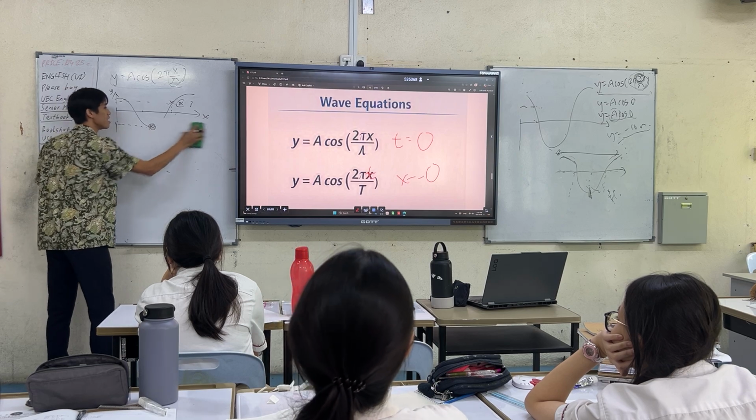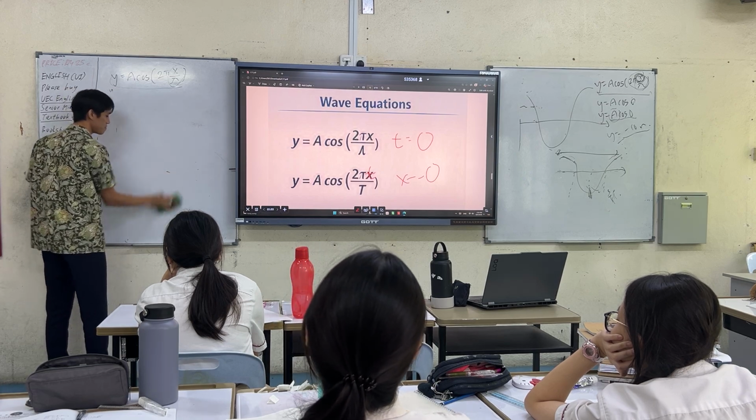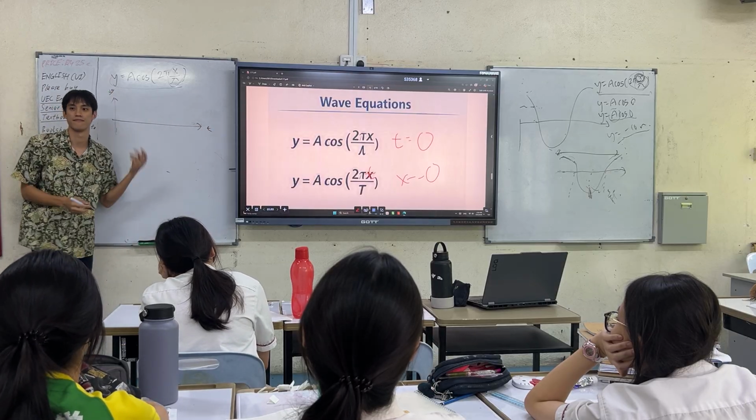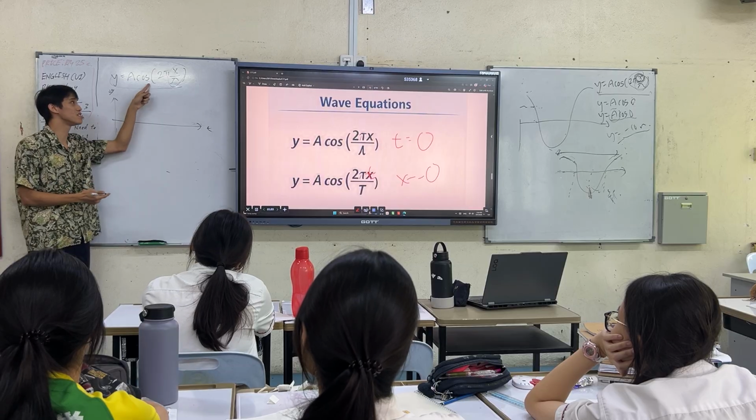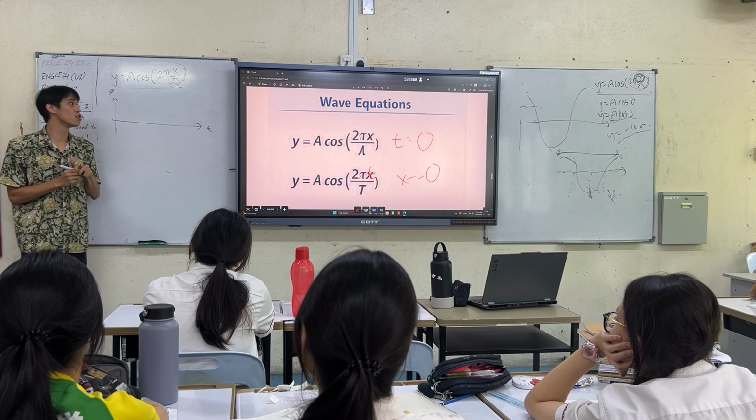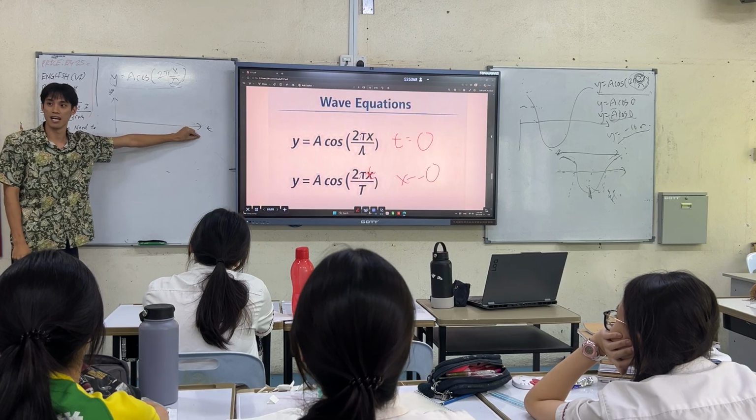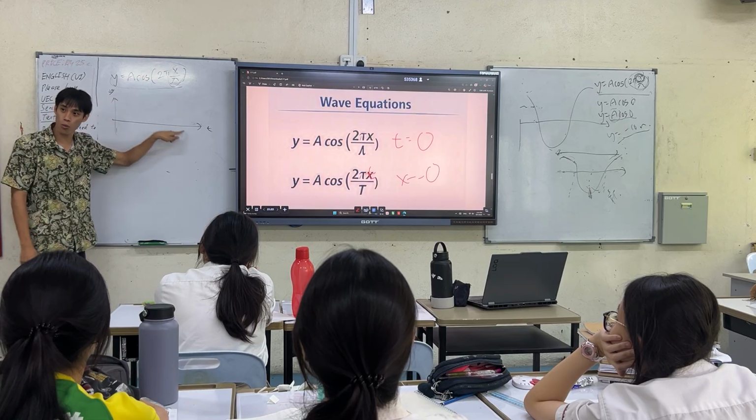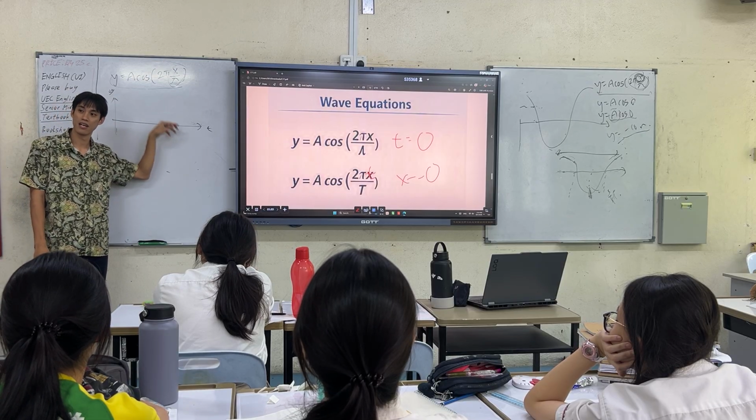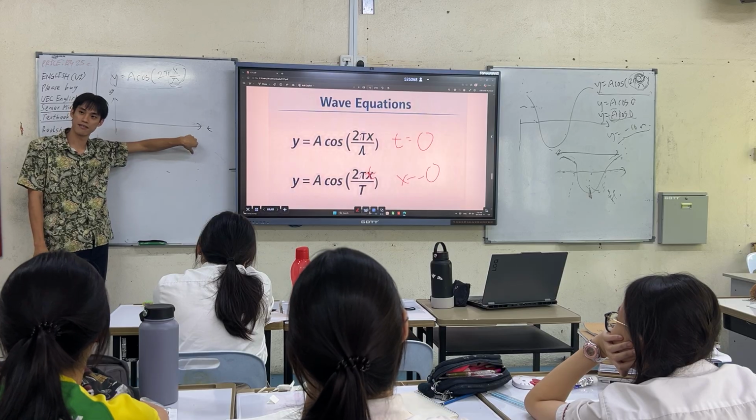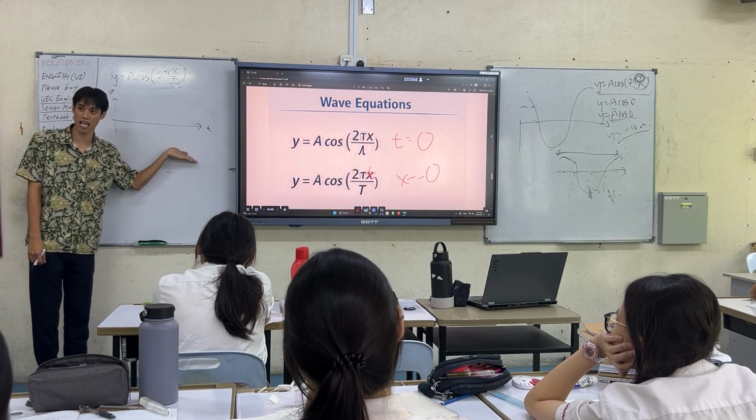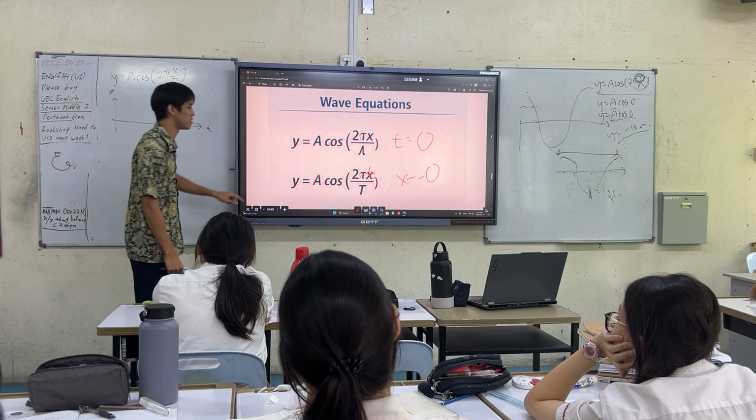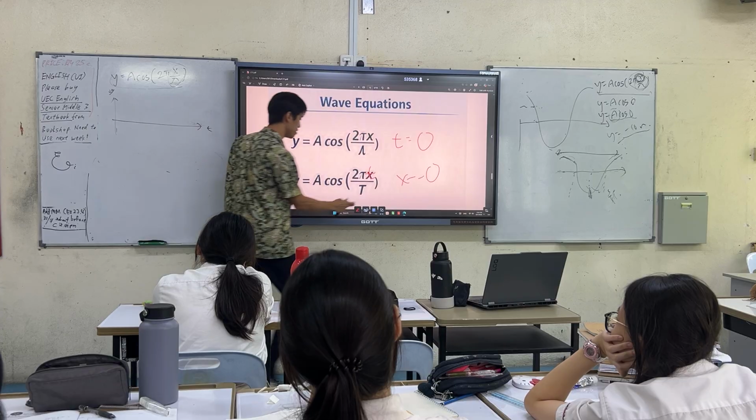But what if I don't want this one? I'm using a time-y graph. What do I mean by this? If I use this equation in this graph, it means that at this position, what is the graph going to look like according to time? Understand? So there's actually a link between the two. Later on we will learn that. So this is a simple one. We will continue further on.